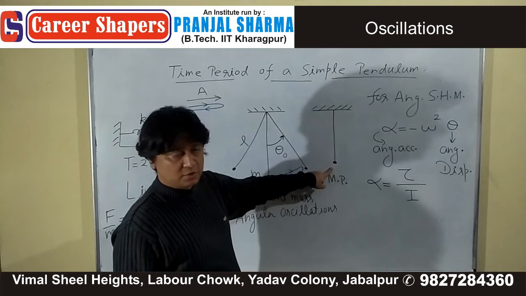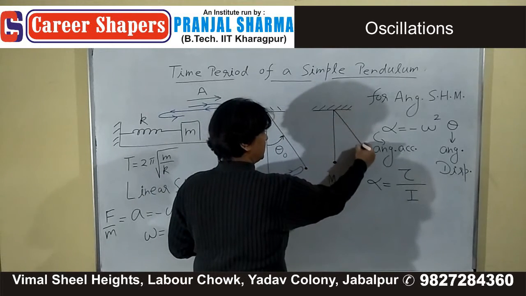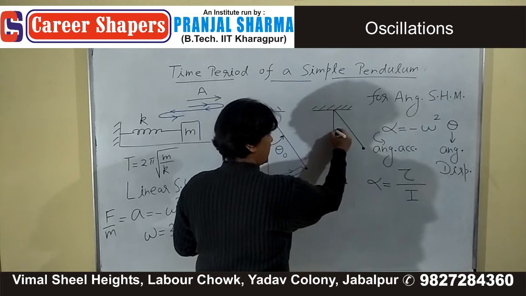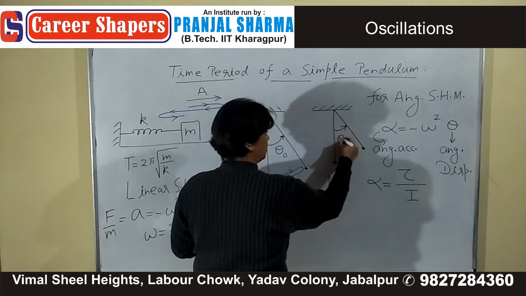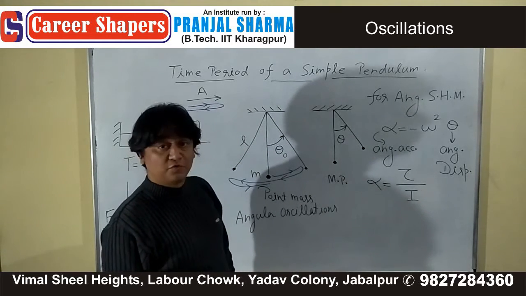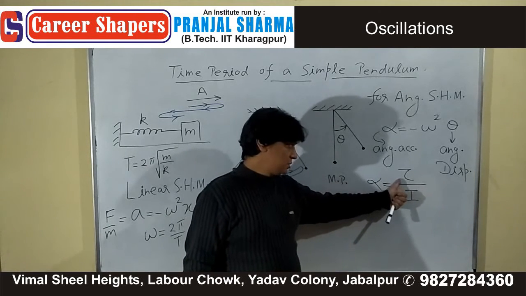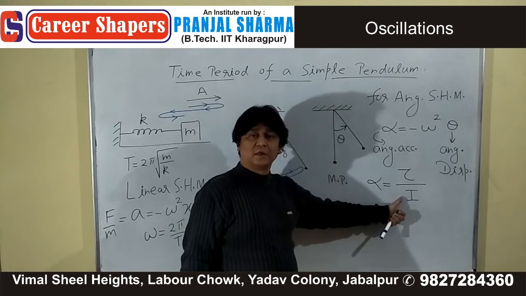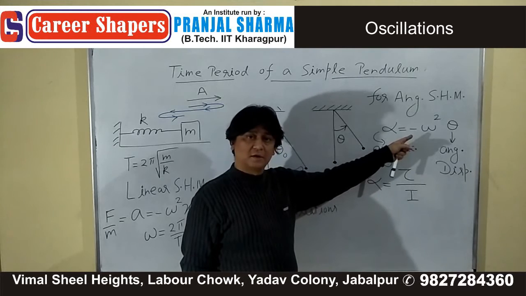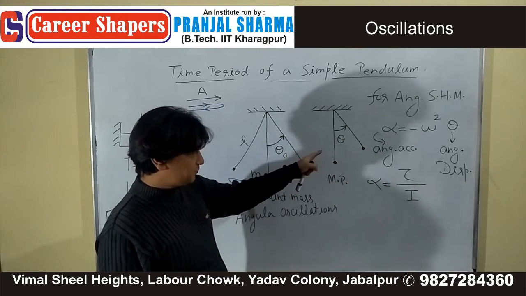From this mean position, if you displace your pendulum by an angle theta, then at this position we need to find the torque. Once you find the torque, divide that by I and find alpha. If you can get a relation like that, you will find the time period. How do we get that? Look here.